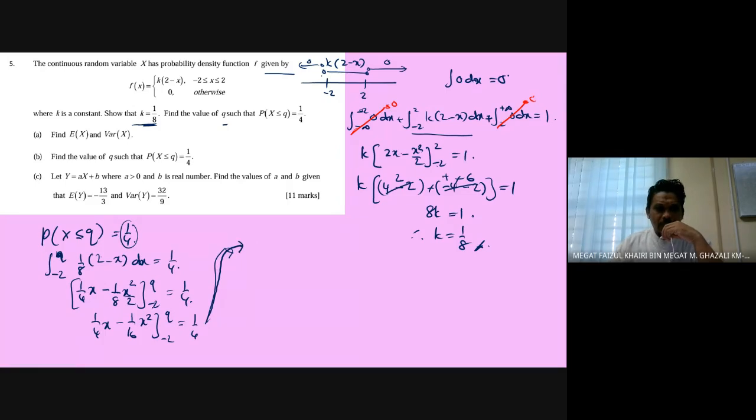So substitute q. 1 over 4 q minus 1 over 16 q squared minus negative 2. Negative 2 divided by 4 is negative 1 over 2. Negative minus, and then negative 2 divided by 16 is negative 1 over 8, equal to 1 over 4.